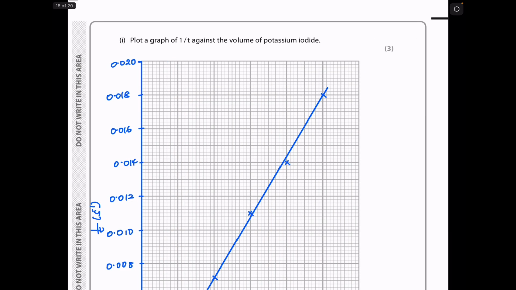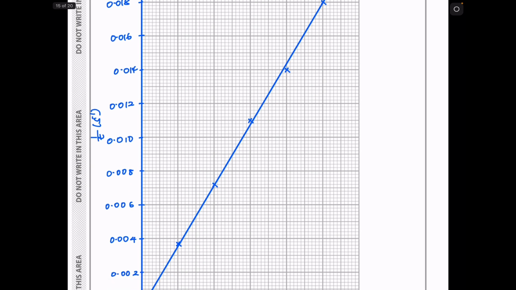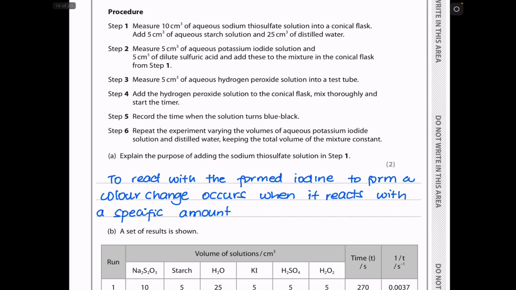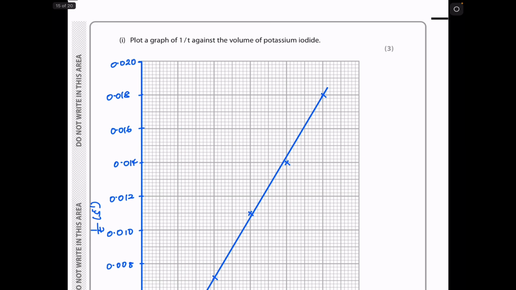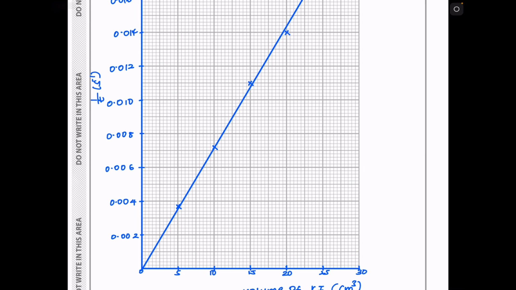And on the next page, they say plot a graph of 1/T against the volume of potassium iodide. The key thing about graphs is choose a suitable scale and then put appropriate labels as well as units and plot the points in the right way. So all we were plotting was 1/T, which is these results here, and then these results here. So there is 1/T on the vertical axis and this on the horizontal axis. Put the right units, right labels, and everything is going to be okay. And the scale has to be appropriate.